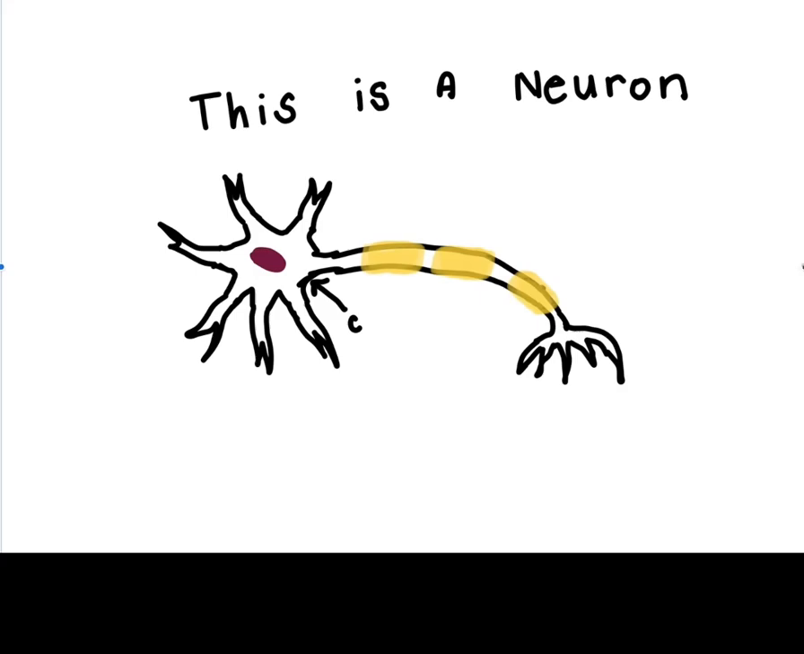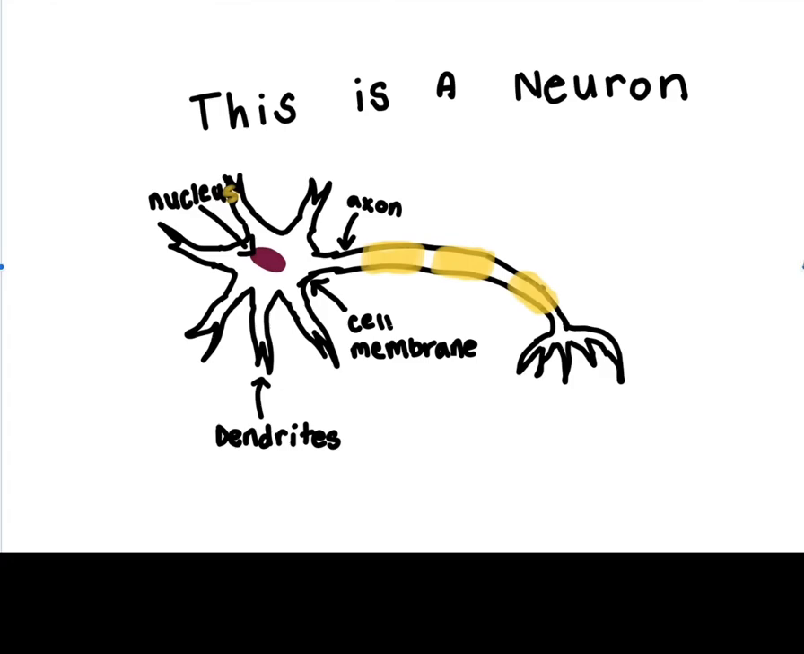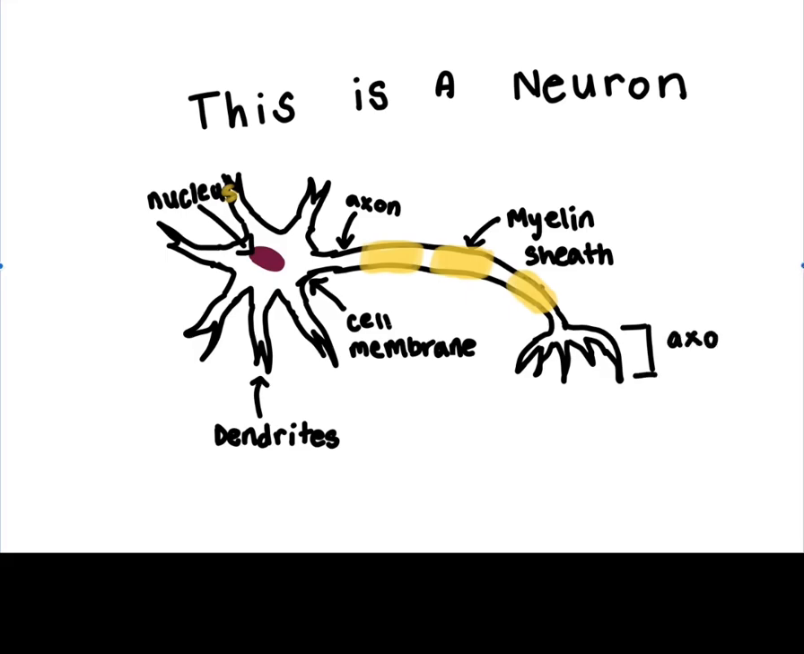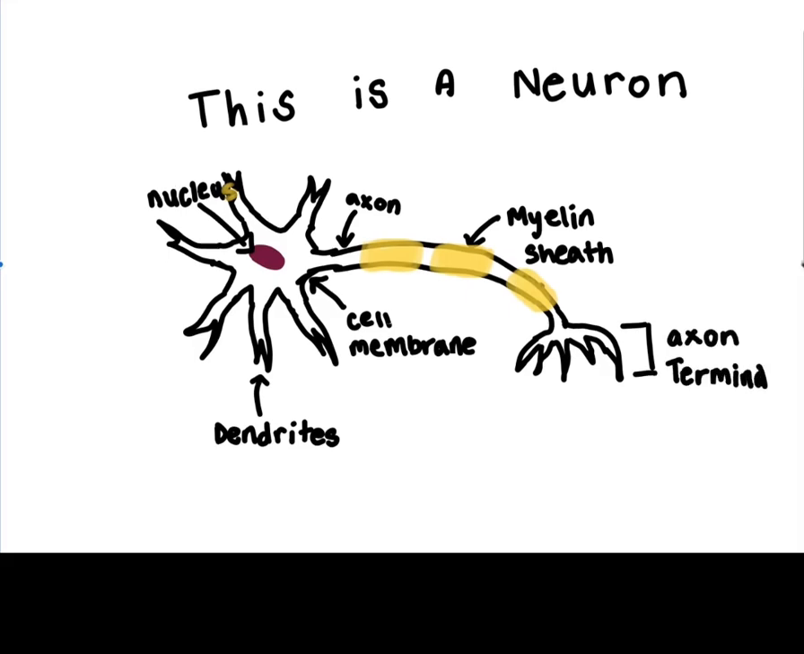This is a neuron. A neuron is made up of four major components: the dendrites, which receive information from other nerves, the cell body or cell membrane, which processes and gathers information, the axon, which carries information to the axon terminal, and the axon terminal, which passes on information to the next nerve.